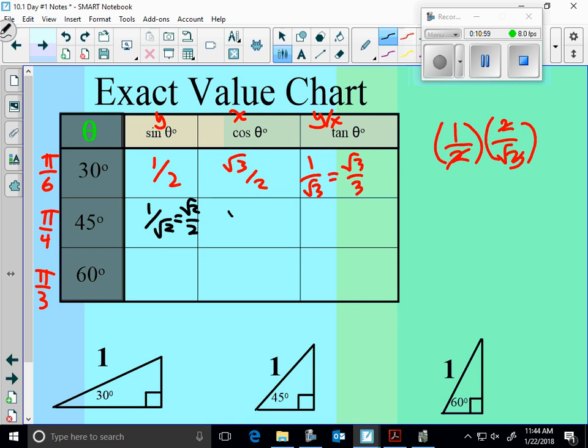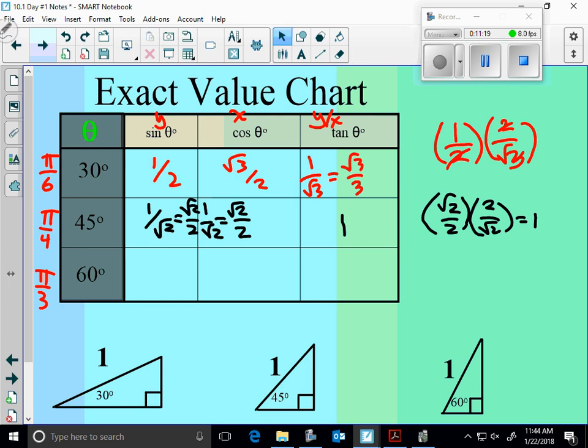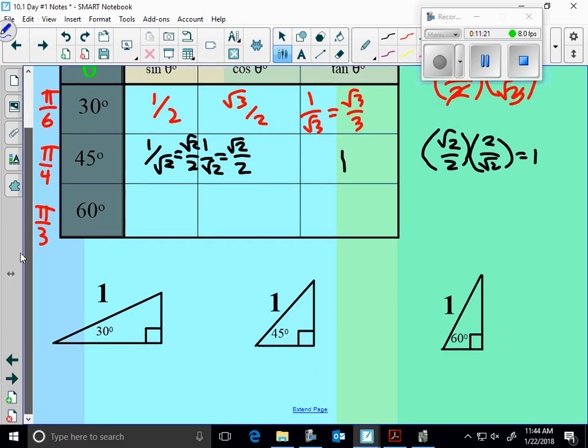The cosine is going to be the same, 1 over root 2. But the tangent is really easy. I don't want to divide both of these, but they are both the same. So technically, if I took square root of 2 over 2 times 2 over the square root of 2, I get 1. So the tangent of any pi over 4 or 45 degrees is nice. It's 1. All right, let's move on to the special right triangle using 60.